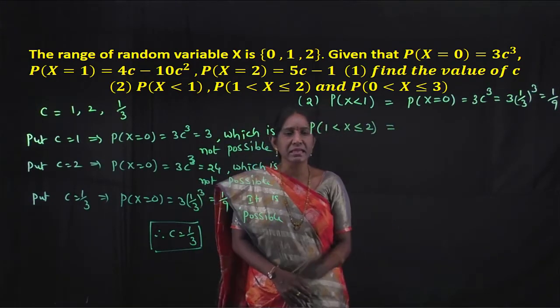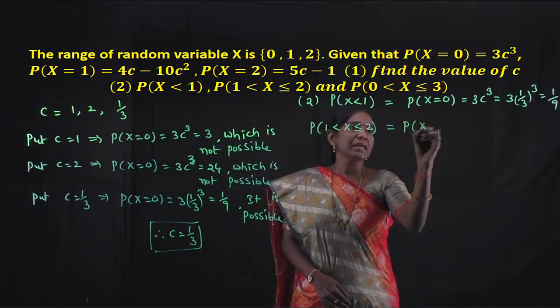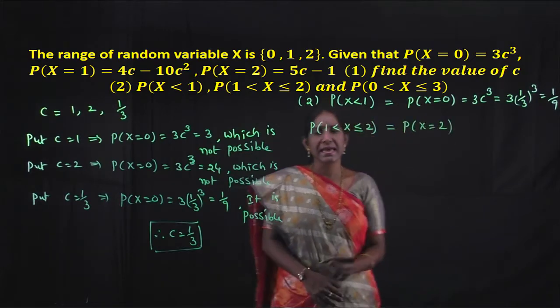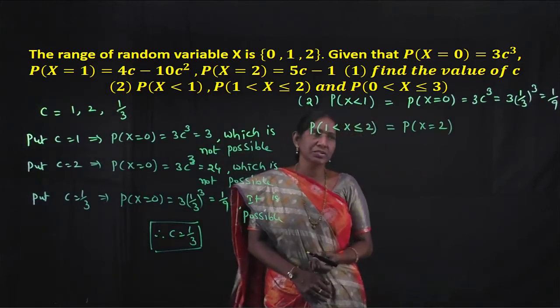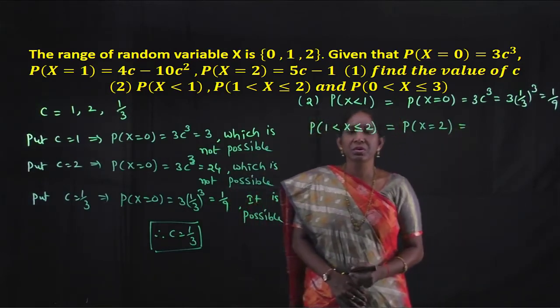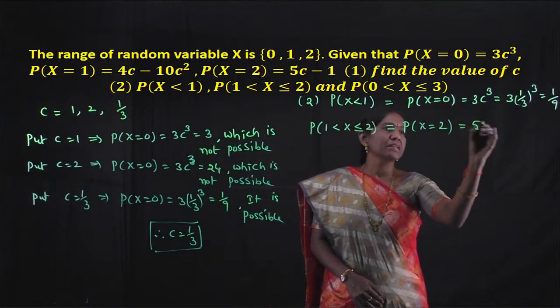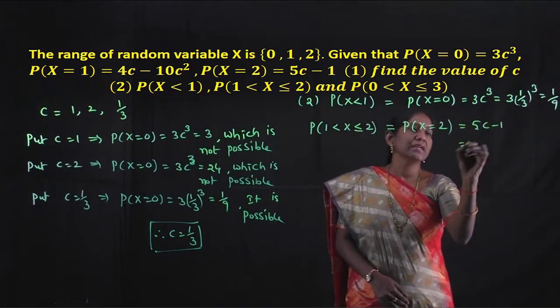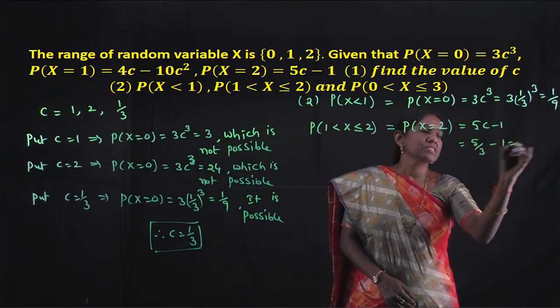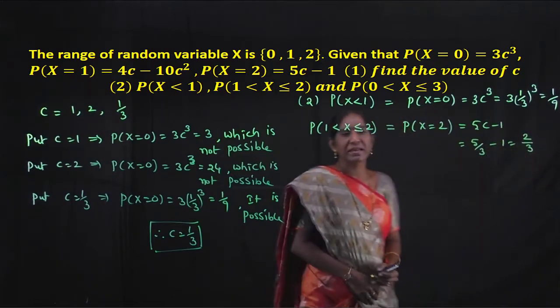Then this is equal to P of x equal to 2, where 1 less than x less than or equal to 2, that is P of x equal to 2. P of x equal to 2 is given as 5c minus 1, and the c value is 1 by 3. Then it is 5 by 3 minus 1, that equals 2 by 3.